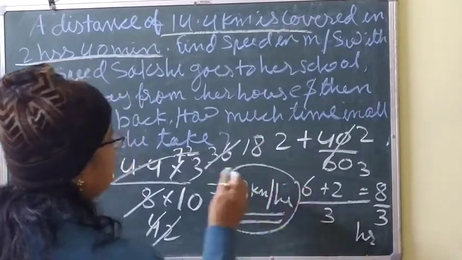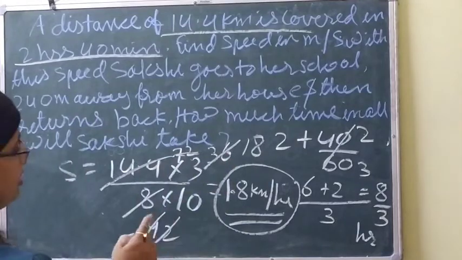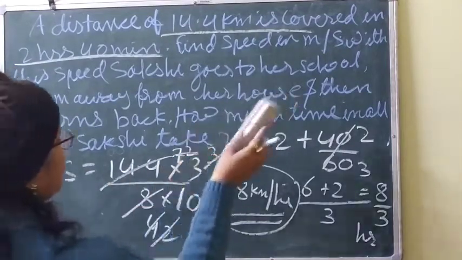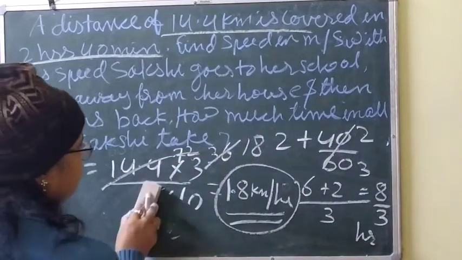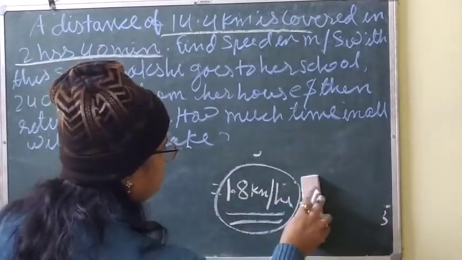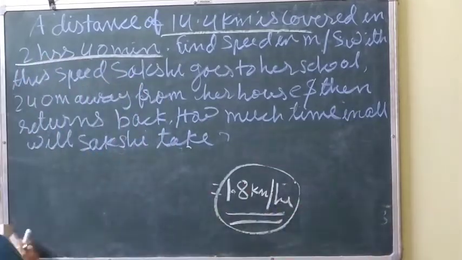This will be the speed in what? Kilometer per hour. What we have to do? We have to find the speed in meter per second. How we will convert in meter per second? So for this what we'll do?